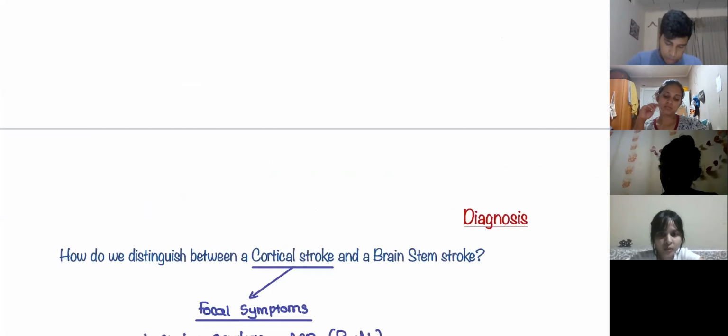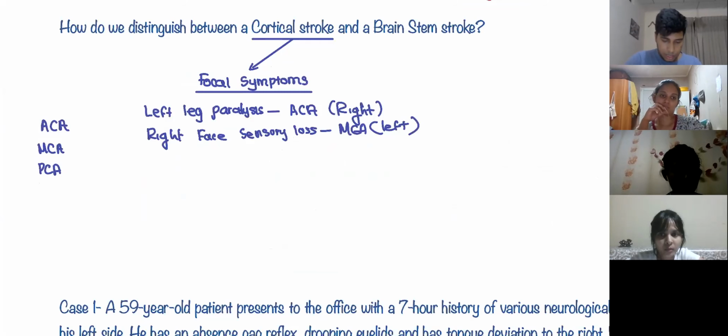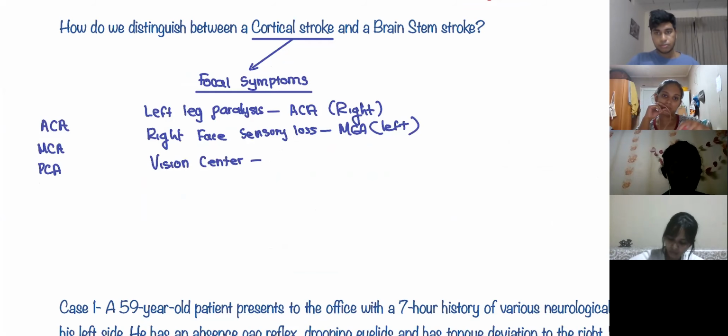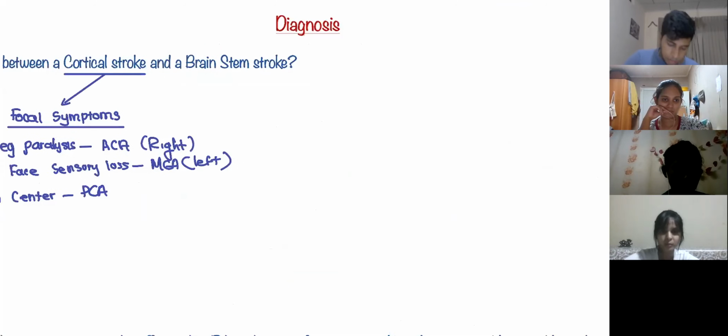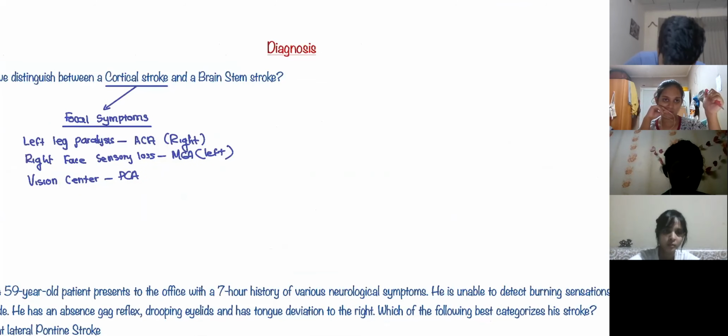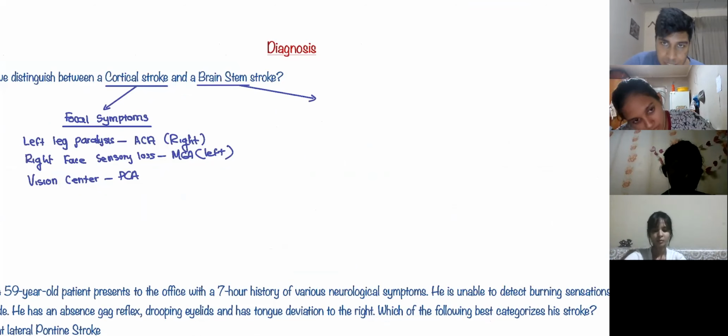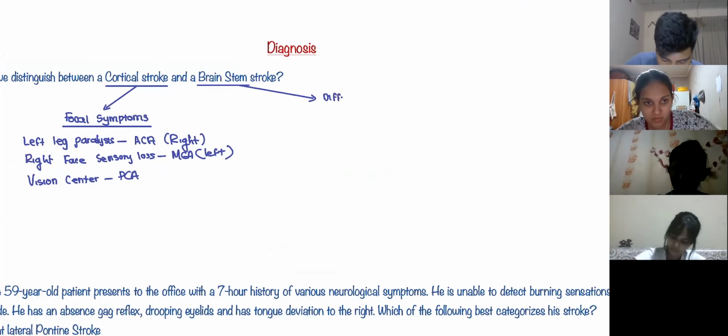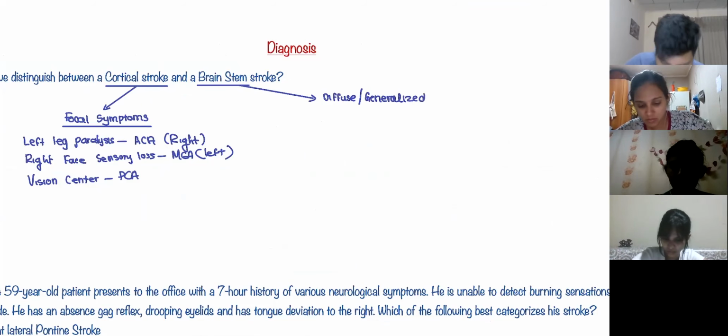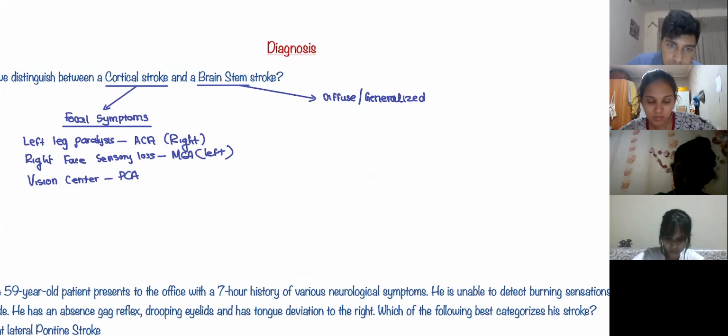One more. We'll do one more. Vision center. Posterior. Yes, PCA. Focal symptoms affecting just one region. So it is actually the easy one. The next one is diffuse or generalized. If you have a brainstem stroke, the symptoms are more diffuse.